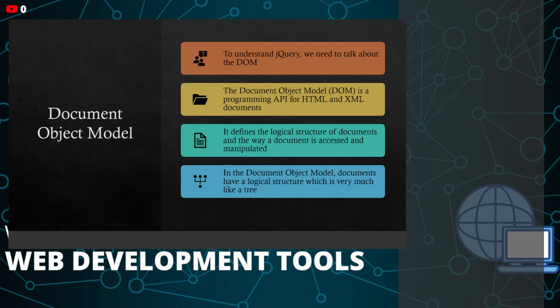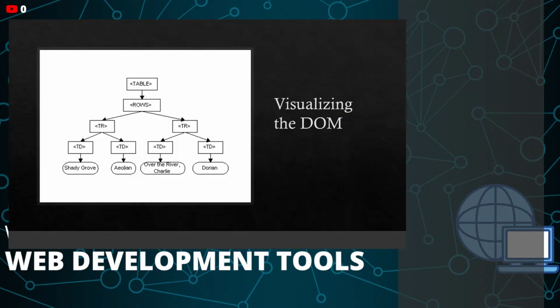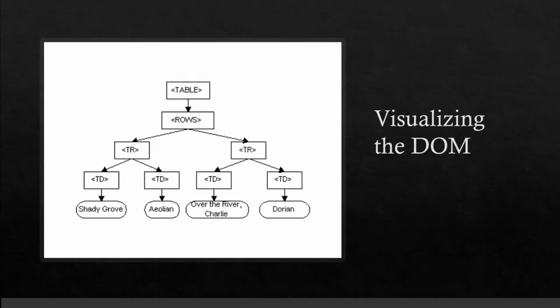Right, and so we say it looks like a tree, and here's an example of what we see there. At the top we have a table. Inside of that table there are several rows, or in this instance there's one row. Inside of that, we have 2 TR tags, 2 TD tags for each TR, and then in each of these TDs we have data.